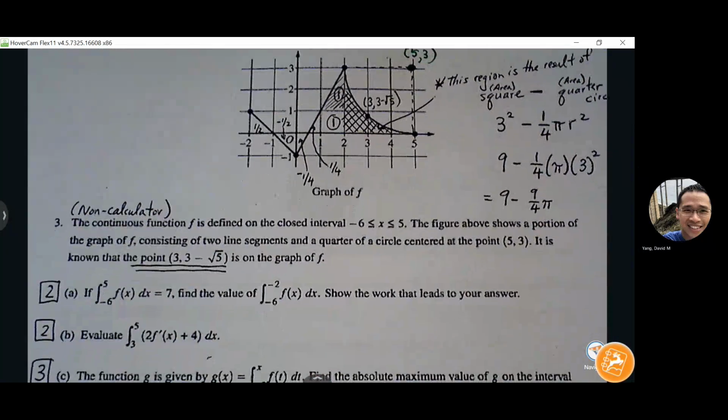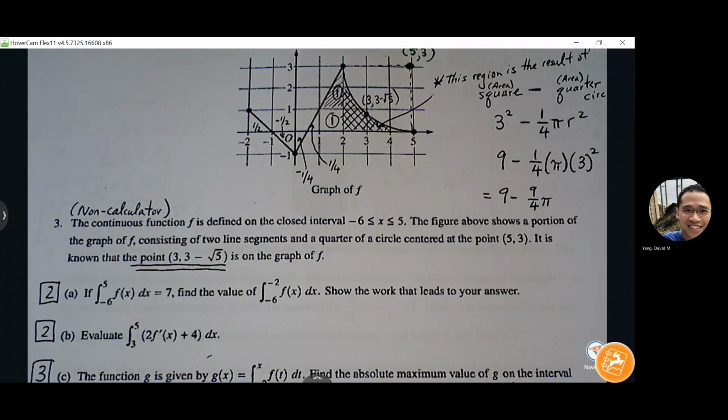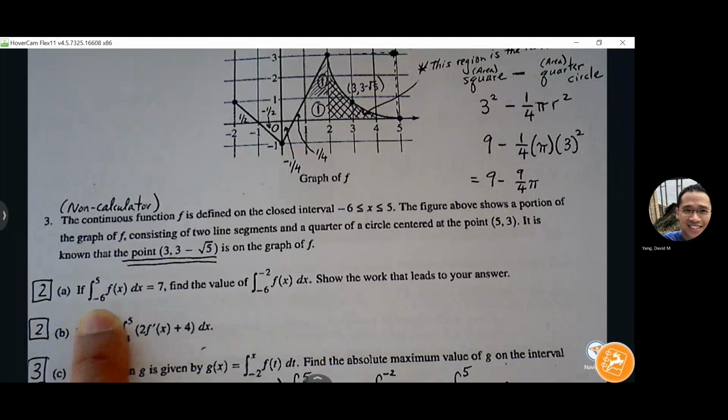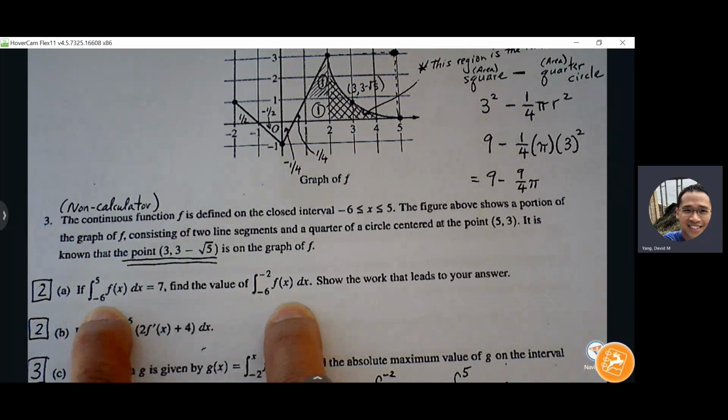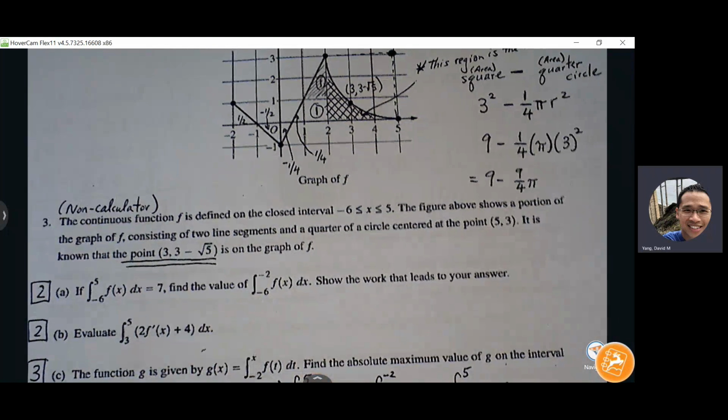Okay. So part A says the integral from -6 to 5 of f(x) is 7. Find the integral from -6 to -2 and show the work that leads to your answer. All right, so we know that the integral from -6 to 5 is 7. Find the value from -6 to -2.